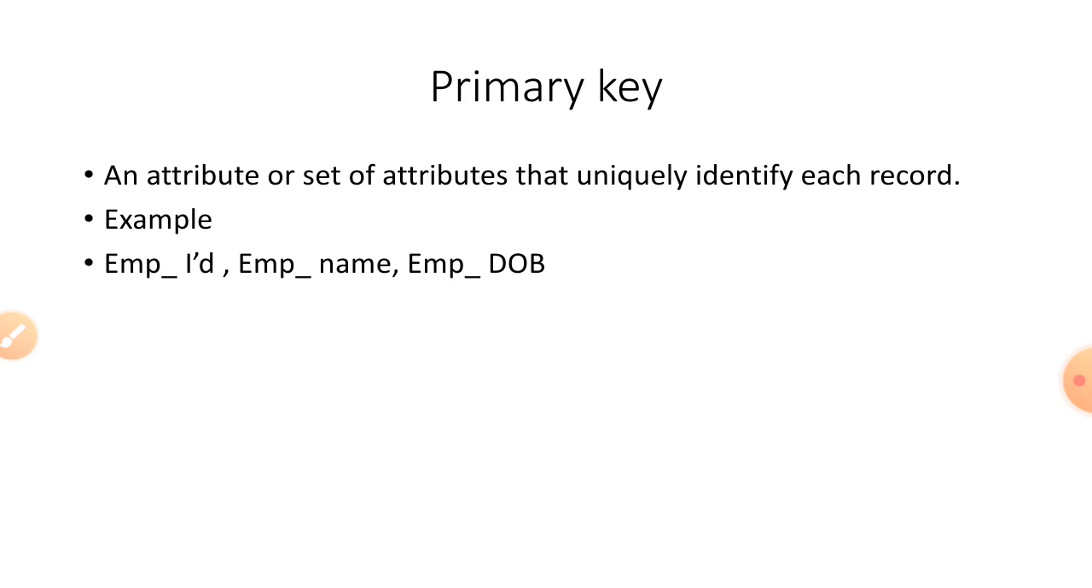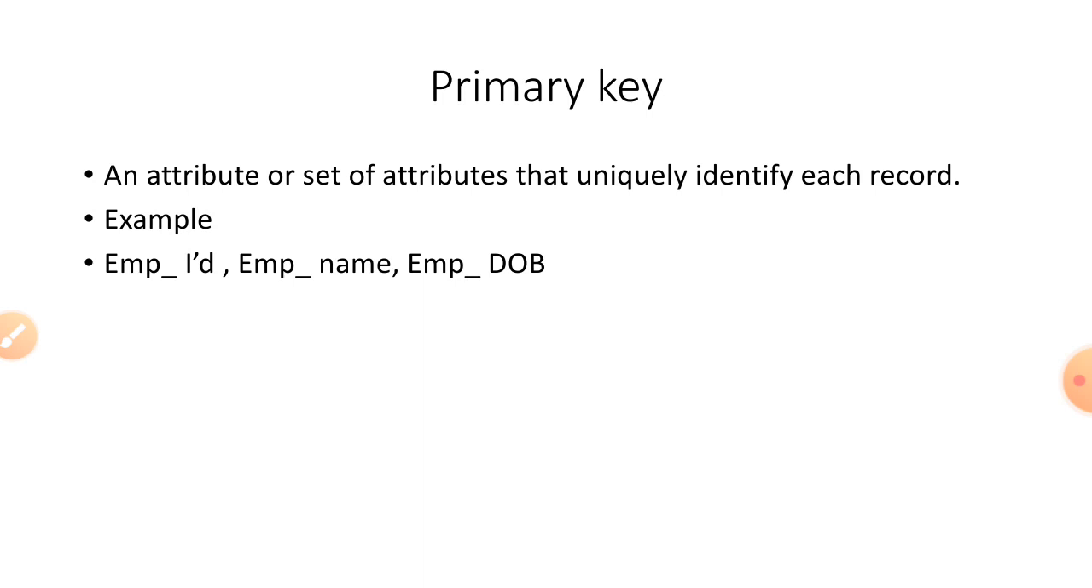An attribute of a relation is selected as the primary key when its value for each record must be unique. For example, if you are talking about an employee table of an organization, it has different attributes, like employee ID, employee name, employee date of birth, employee address, and employee contact number. The primary key is basically used to represent the unique identification of the table.